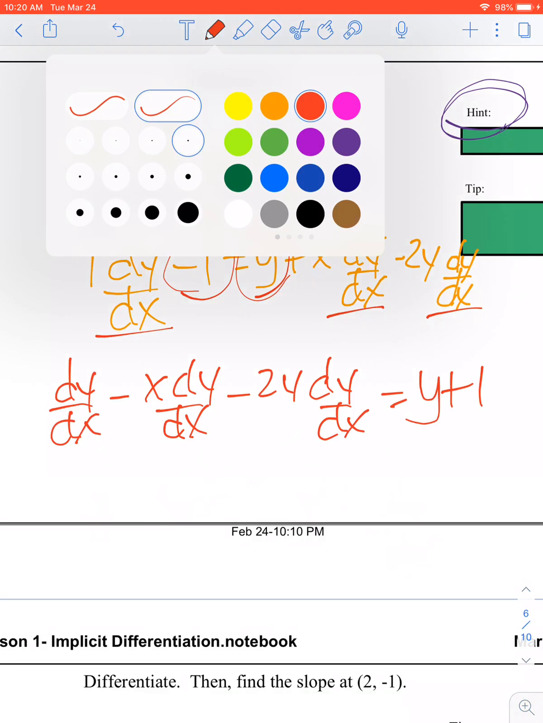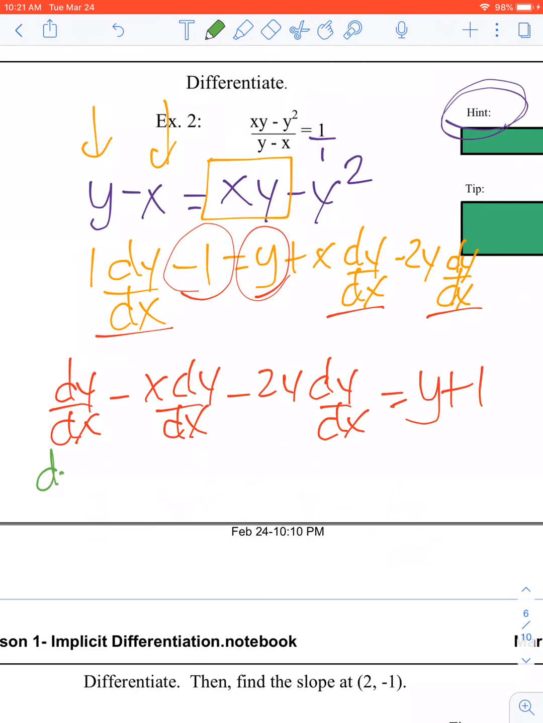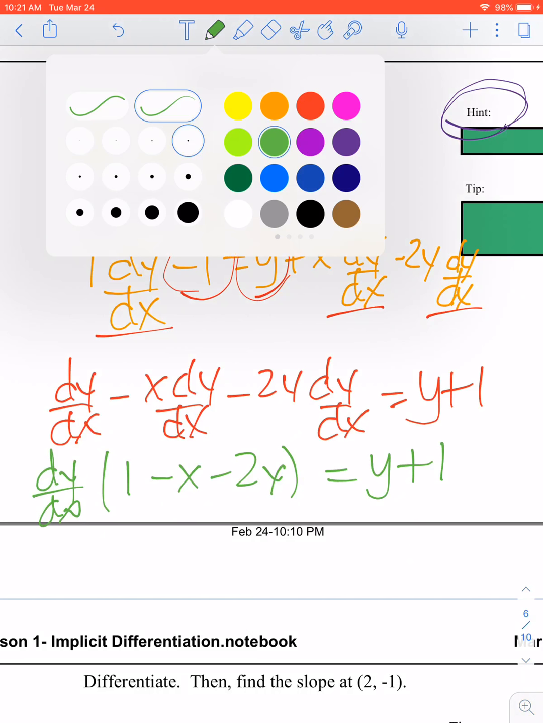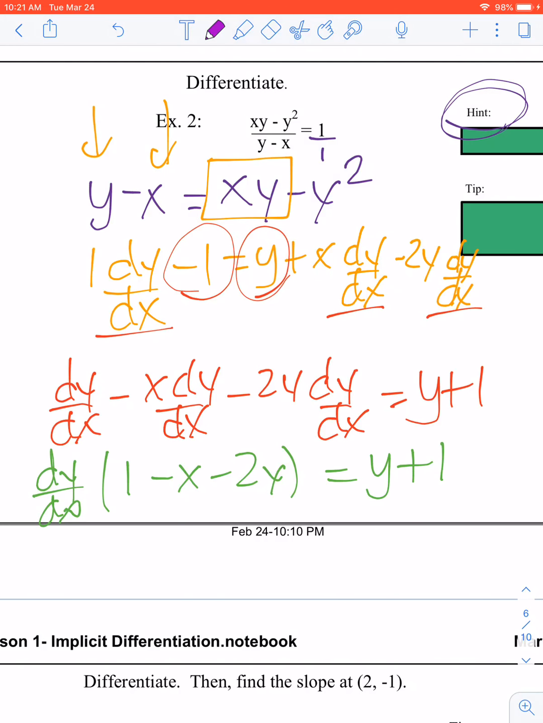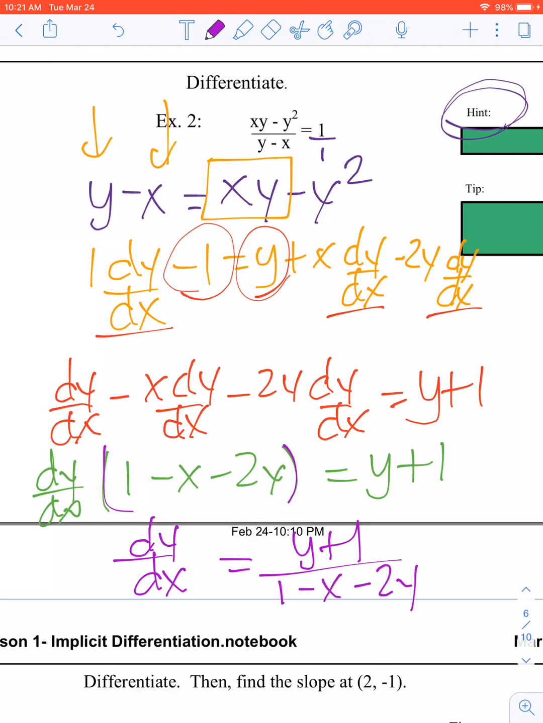Step 3, we factor out a dy dx on the left. So I have a dy dx, and this is going to give me 1 minus x minus 2y. And then last but not least, step 4, we are going to solve for dy dx. If dy dx is being multiplied by everything in this parentheses, I divide by the parentheses. So the final answer is that dy dx is equal to y plus 1 all over 1 minus x minus 2y. Again, if you want to use y primes, that's great. But with my dy dx notation, I now have a derivative in terms of x and y.